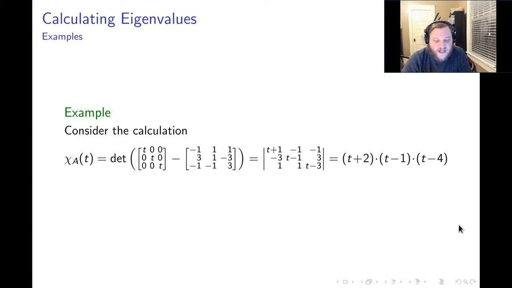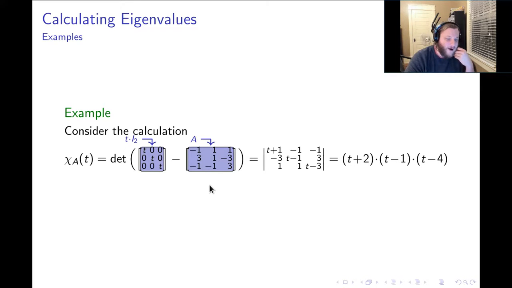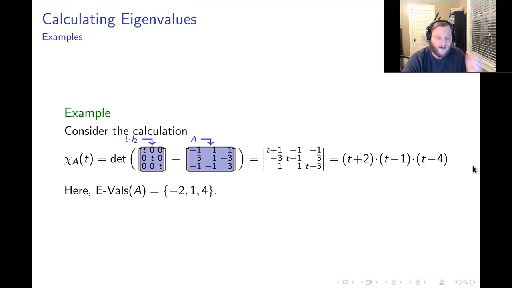Here's a more sophisticated example. Here we're looking at a 3 by 3, where A is this matrix here. We found the characteristic polynomial, and I managed to factor it. Here the characteristic polynomial factors as (t plus 2) multiplied by (t minus 1) multiplied by (t minus 4). Here we can figure out the roots: they're negative 2, 1, and 4. So that tells me that the eigenvalues of my matrix are negative 2, 1, and 4. By finding the roots of the characteristic polynomial, we are finding the eigenvalues of our matrix.